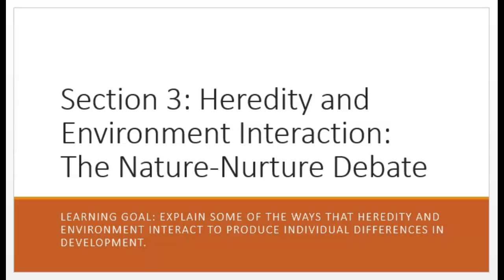Section 3, Heredity and Environment Interaction, the Nature-Nurture Debate. The learning goal in this section is to explain some of the ways that heredity and environment interact to produce individual differences in development.